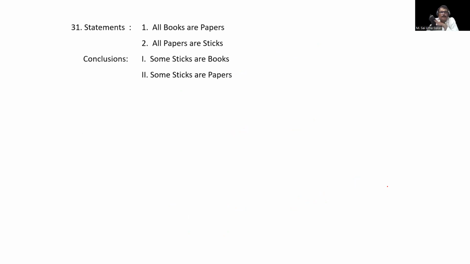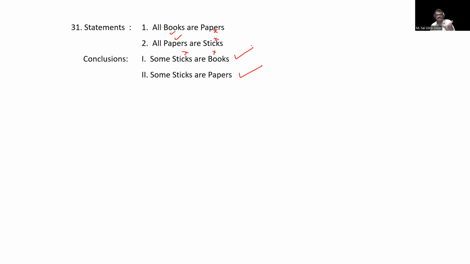Next, all books are papers. Some books are papers, some papers are books. No, all papers are sticks. Some sticks are papers. The second one is a valid immediate inference. Next, books, papers, papers, sticks. Middle term distributed. Some sticks are books. Is it valid or not? It's valid. Why? Because the middle term does not exist in the conclusion.